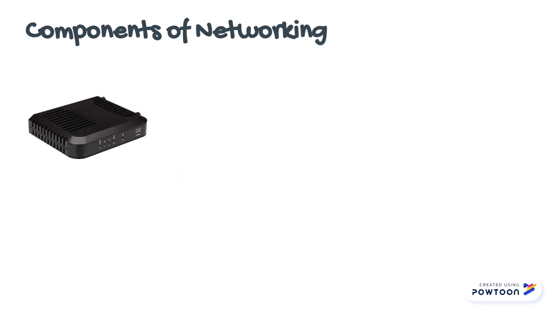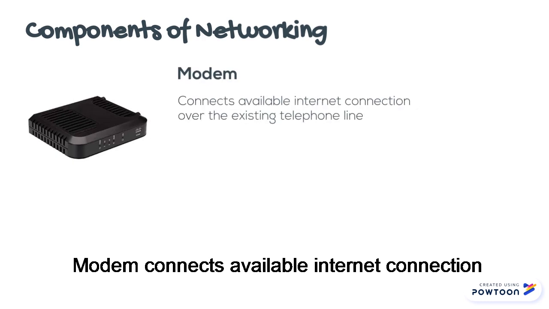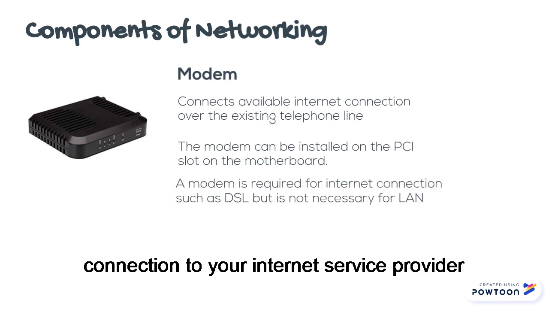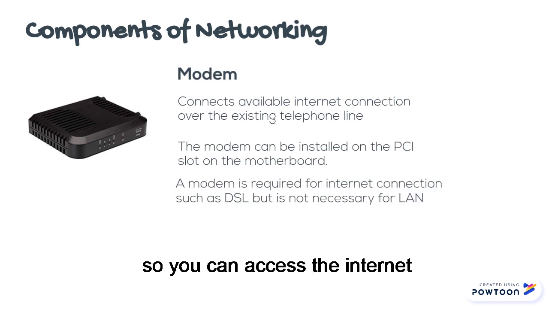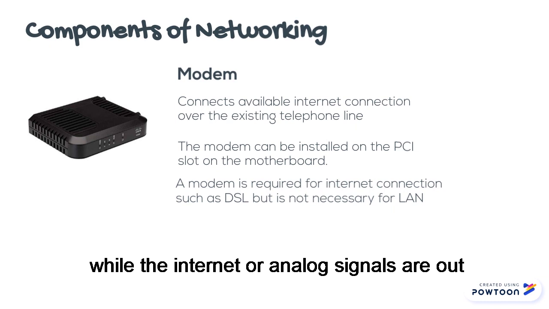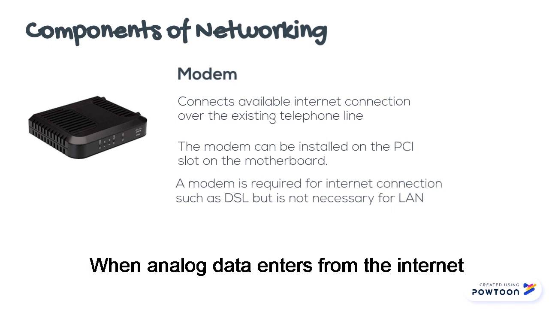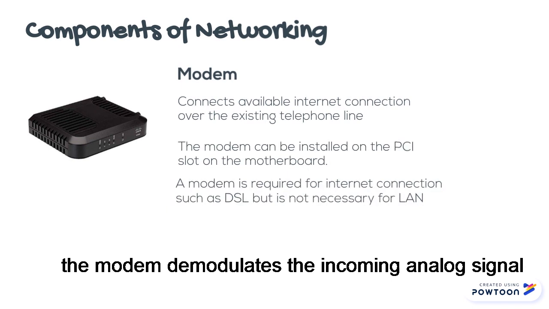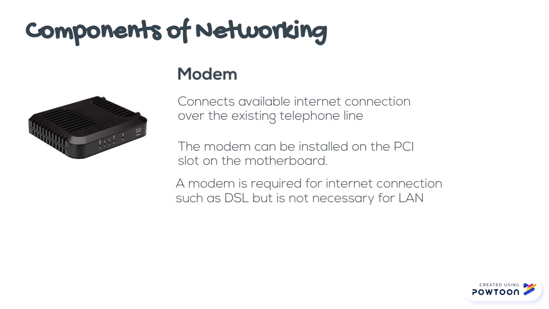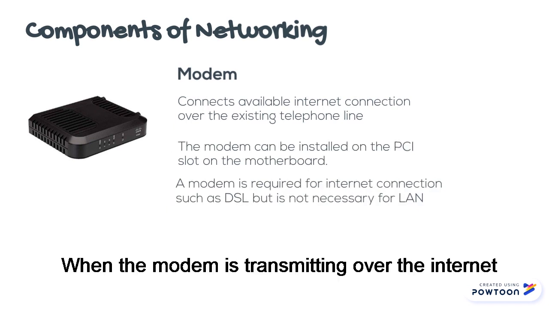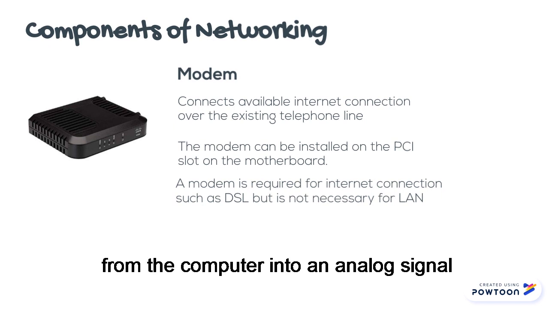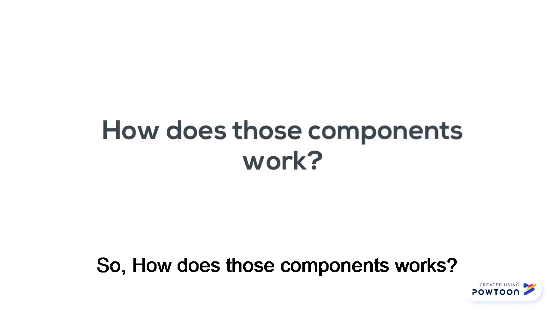Fifth component is modem. Modem connects available internet connection over the existing telephone line. Modem authorizes and maintains a dedicated connection to your internet service provider so you can access the internet. The computer only recognizes digital signal, while the internet uses analog signal. When analog data enters from the internet, the modem demodulates the incoming analog signal into a digital signal so that the computer can recognize it. When transmitting over the internet, the modem also modulates the output digital signal from the computer into an analog signal. So, how do those components work?